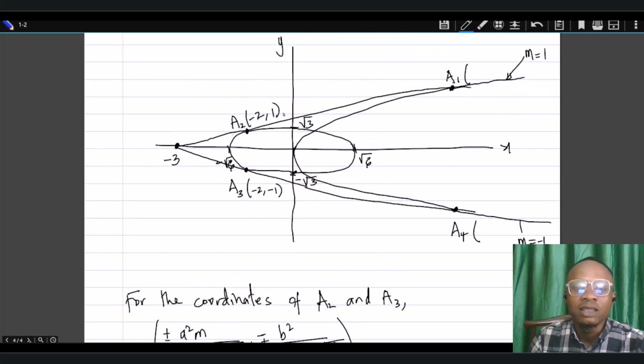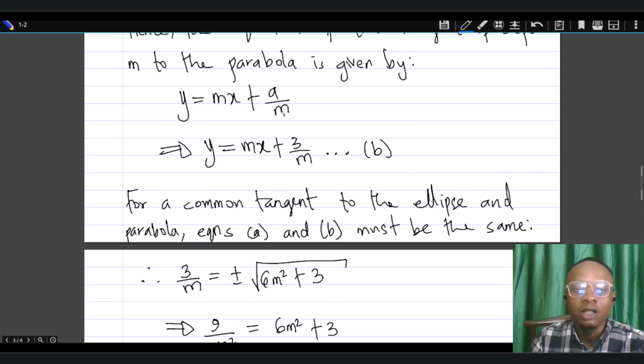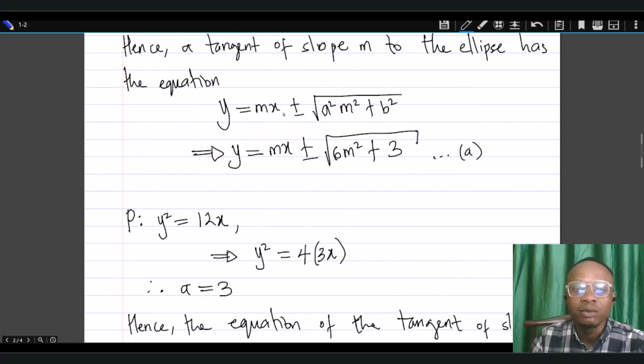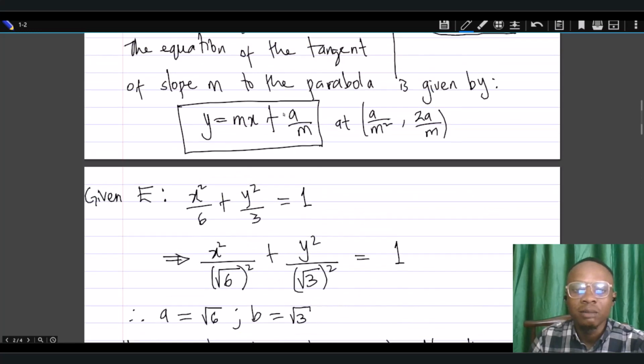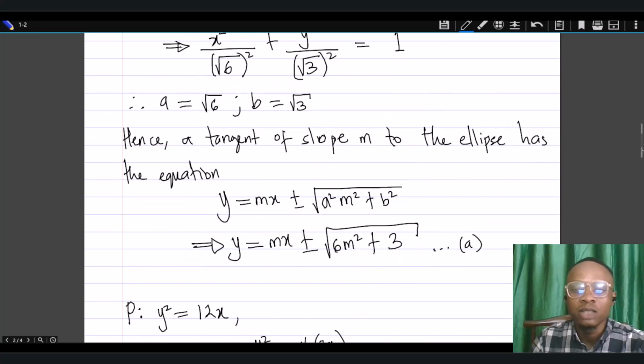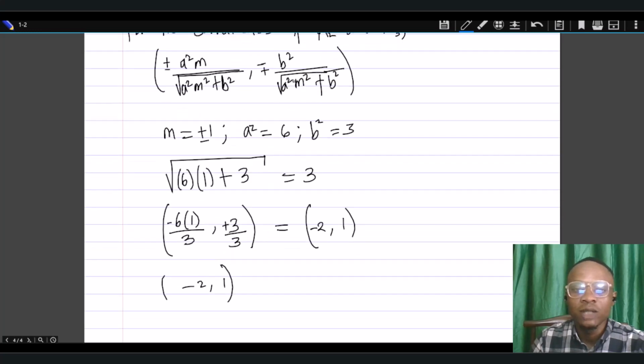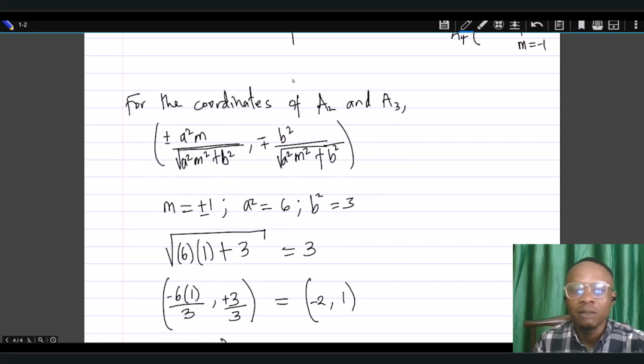And then looking at the expression for where the tangent meets the parabola, we know that is at the points... where did we write that again? Up here, a over m squared and then 2a over m. So that is quite easy to detect in this case. A over m squared and 2a over m. So this is for the coordinates of, so let's do that on a separate line anyways.